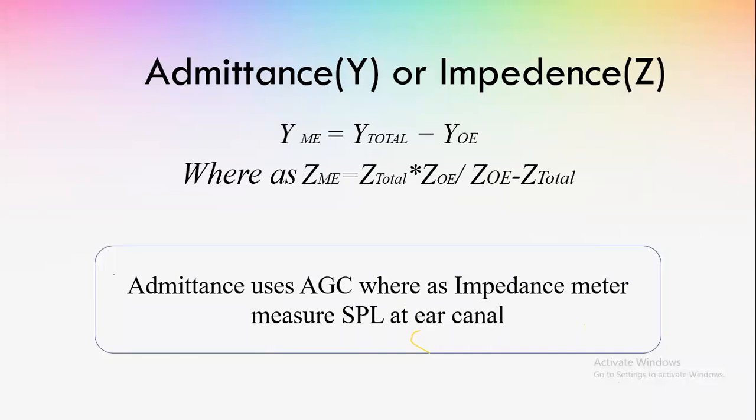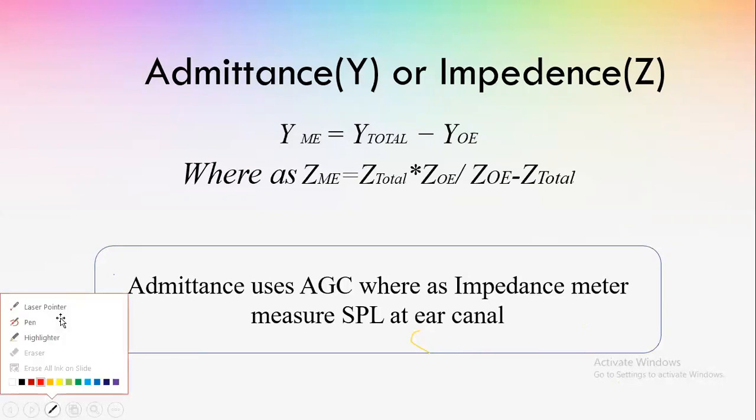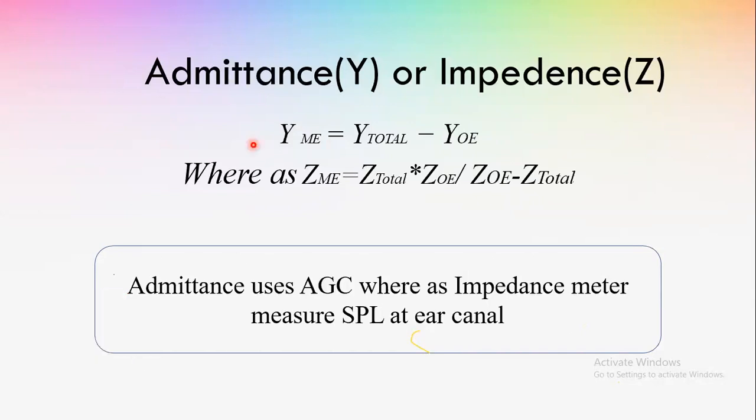Another aspect is that if you want to calculate admittance, I'll show with the pointer here. Calculation of admittance in the middle ear is very easy, whereas calculation of impedance in the middle ear is very difficult.